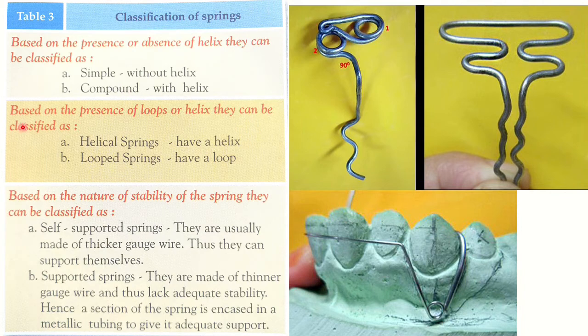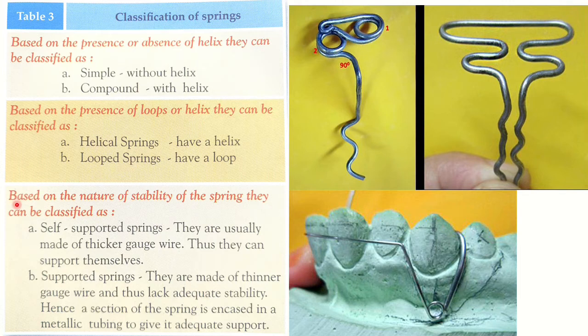The second classification is based on the presence of loops or helix. They can be classified as helical spring, having a helix. So this is a helical spring. And then loop spring has a loop. So this is a loop, so it's called loop spring.